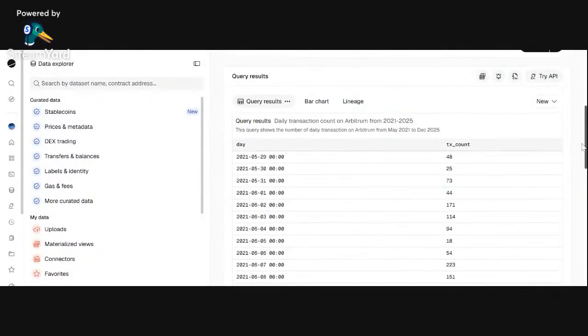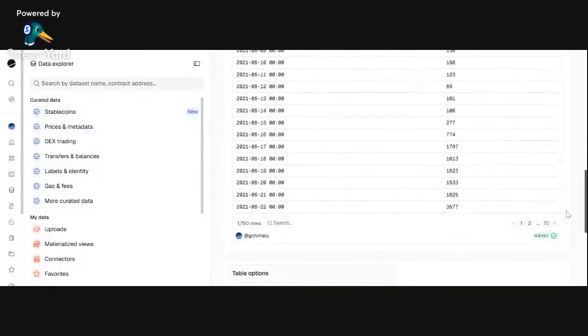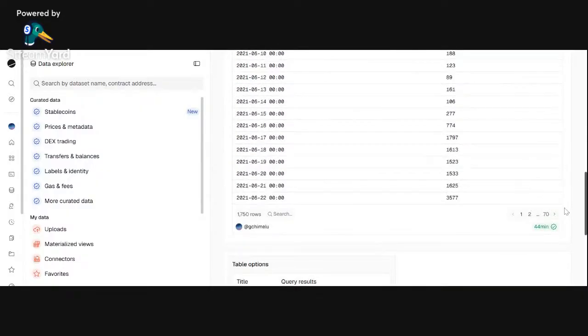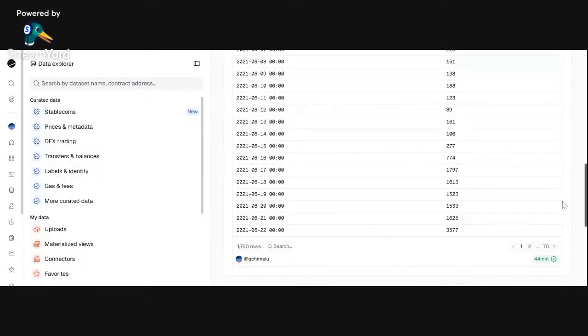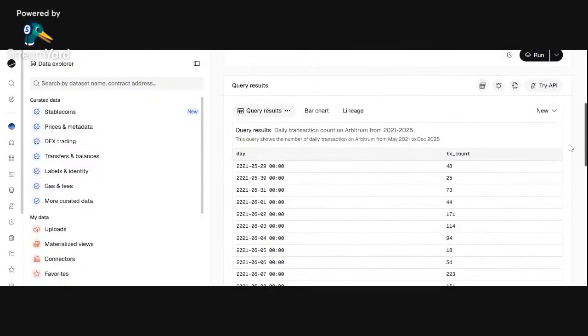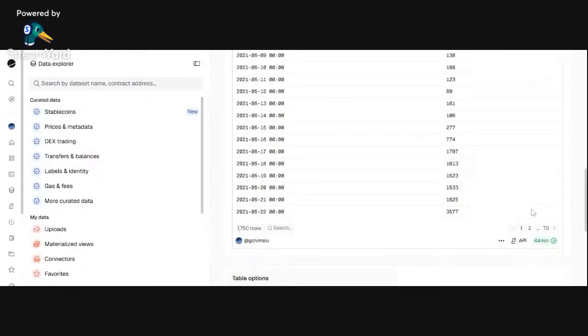So we can see the daily transaction count. If you want to present your information in a table too, that's fine. But you can see that on Arbitrum we haven't had a lot of transactions. The highest number of transactions we've had is... This one I didn't order in ascending or descending, so the information is just here and there. We have 1,750 rows, so that's a lot.